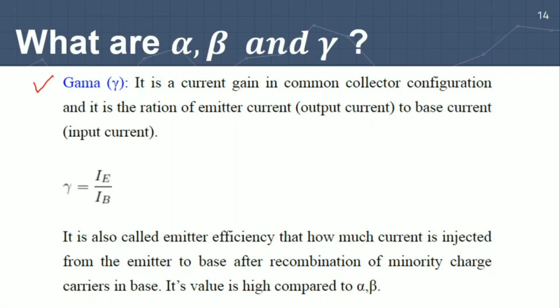Next is gamma. Like in the previous two, alpha and beta, one was common emitter, the other one was common base. Now gamma is the current gain in common collector configuration and its ratio is IE by IB. When you give a certain amount of IB, the output current you get is IE. So this ratio gives you the current gain in common collector configuration. The value of gamma is very high compared to alpha and beta. So this is about alpha, beta and gamma.